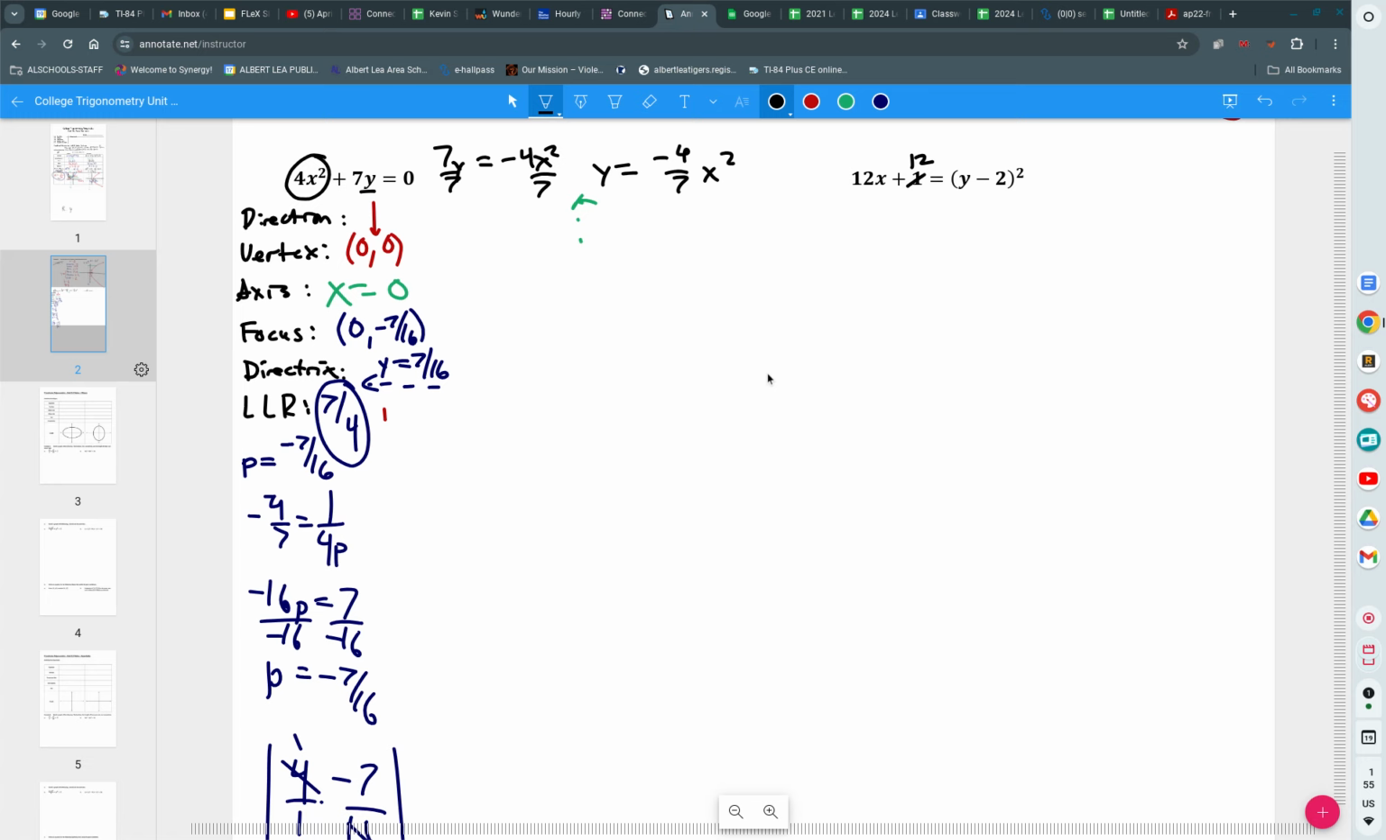Just want to do a 12. Go ahead and try to figure out with your friend next to you, up, down, right, or left, and why. The y is going to be squared, so it's going to be a sideways one. Yeah. But I think it's still going to go to the right, but it's going to start at 2 that way.